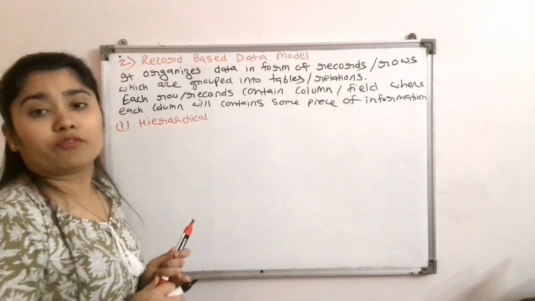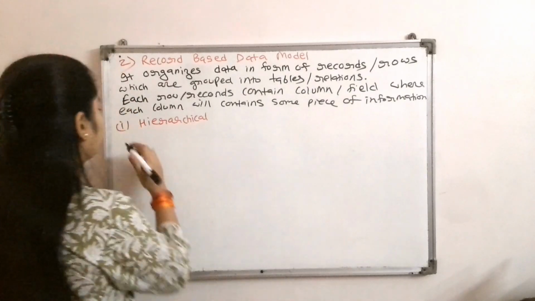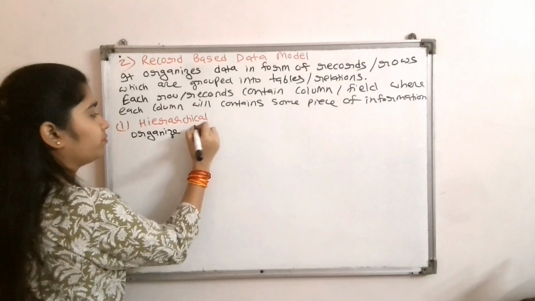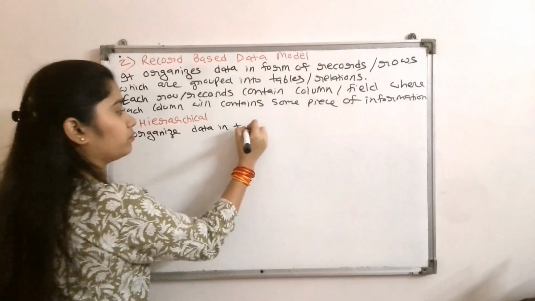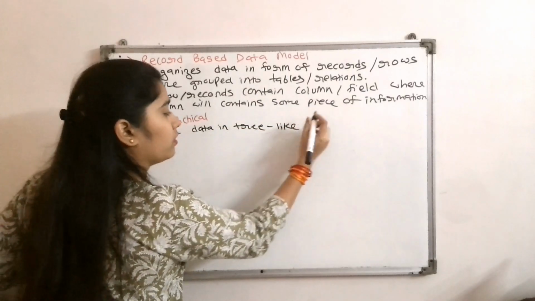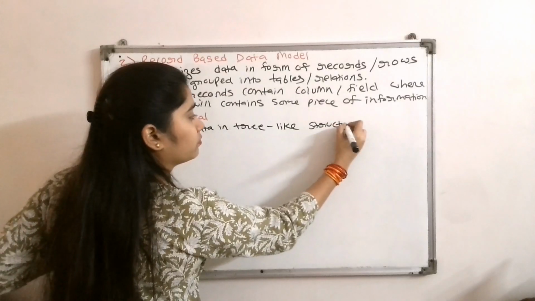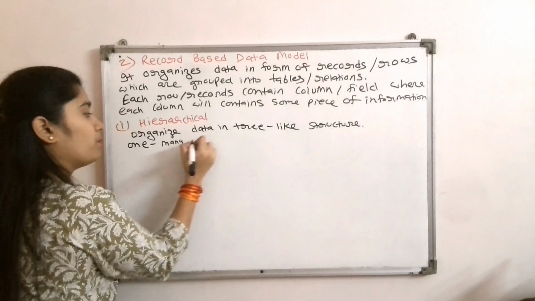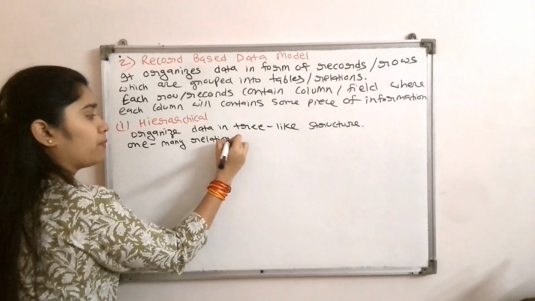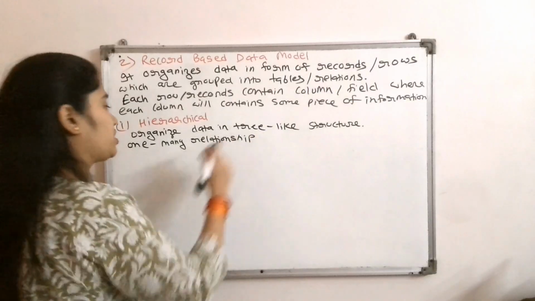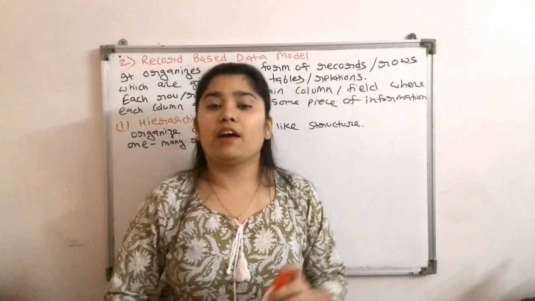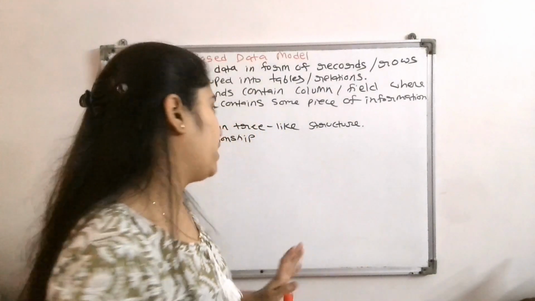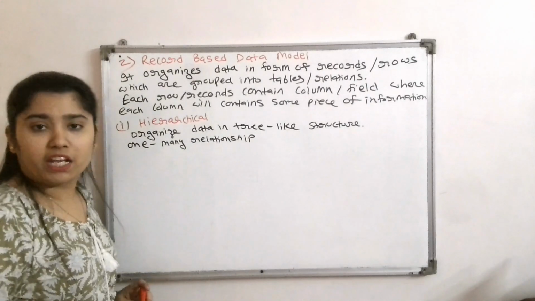See, it organizes the data in the form of a tree-like structure, and it is a one-to-many relationship. One-to-many relationship means one parent may have many children, but each child has only one parent. Okay, this is the meaning of the one-to-many relationship.